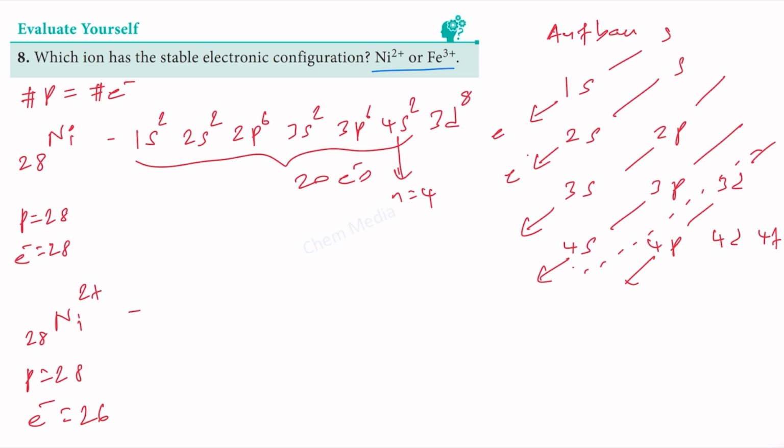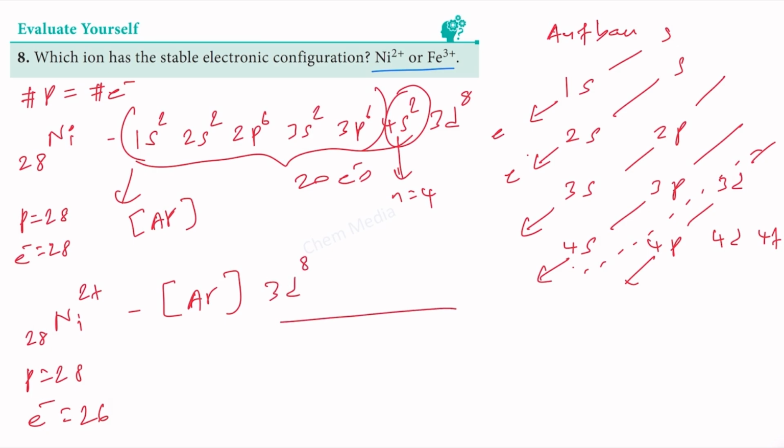Therefore the electronic configuration now is, we can simply put it this way: argon, that has 18 electrons until here, that is argon, atomic number of argon is 18, and then the 2 electrons from 4s2 are removed now. Therefore 3d8, and the 8 electrons can be filled this way: 1, 2, 3, 4, 5, and then 6, 7, 8.